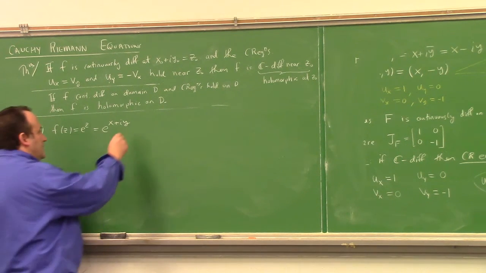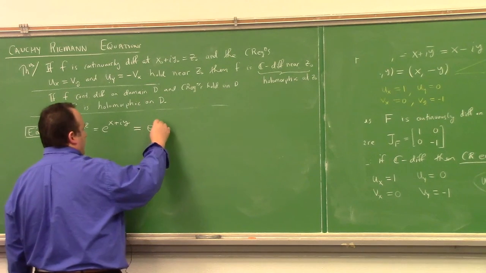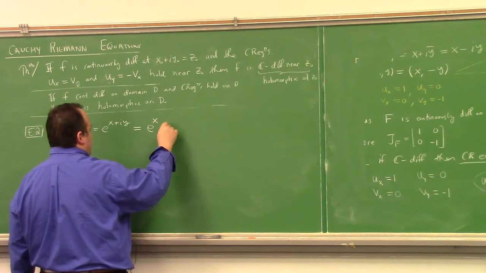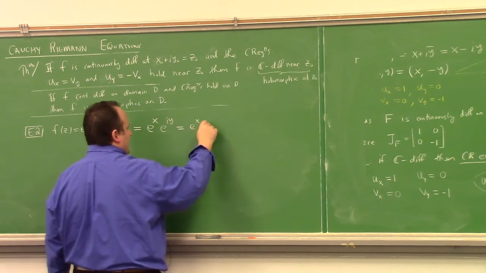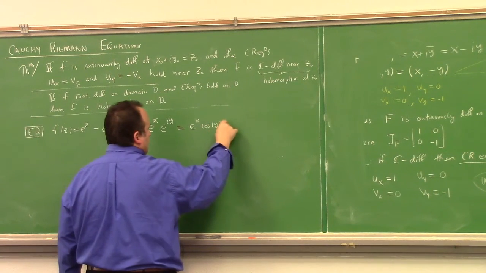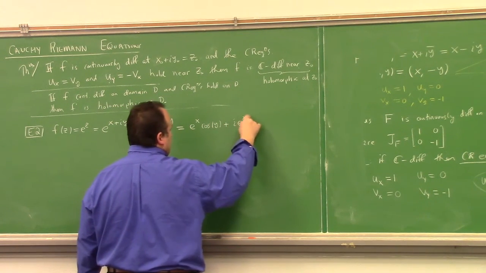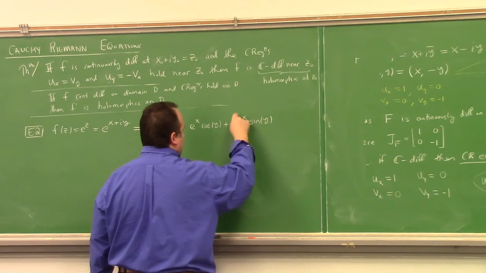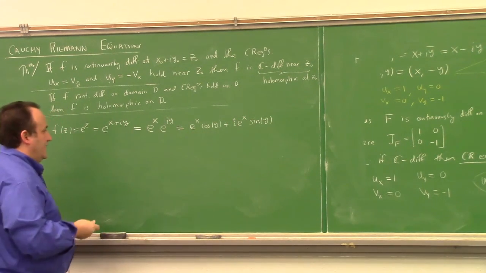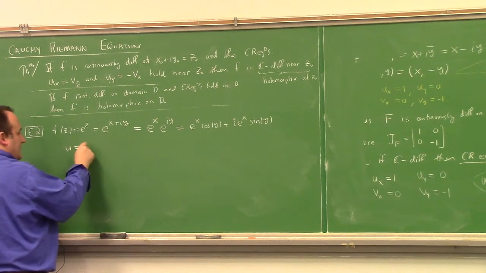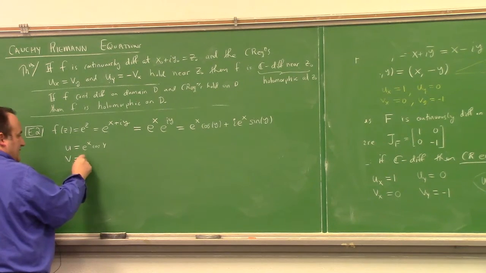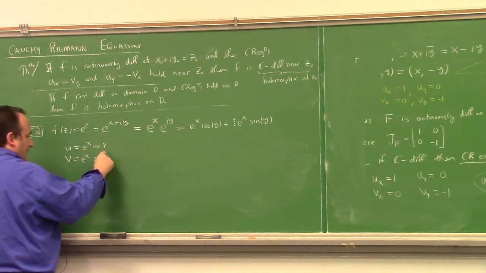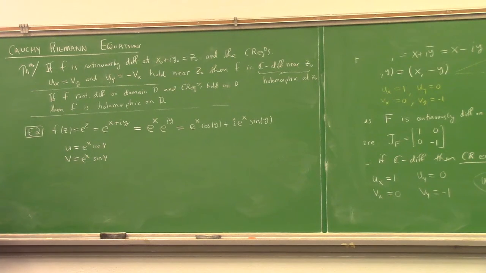It's different for different problems, but here it looks like this. This is e to the x times e to the iy. I mean, this is the definition I wrote down: e to the x cosine y plus i e to the x sine y. So you have to identify here, u is e to the x cosine y, v is e to the x sine y. There's no i in the u or the v. These are the real and imaginary parts of the function.